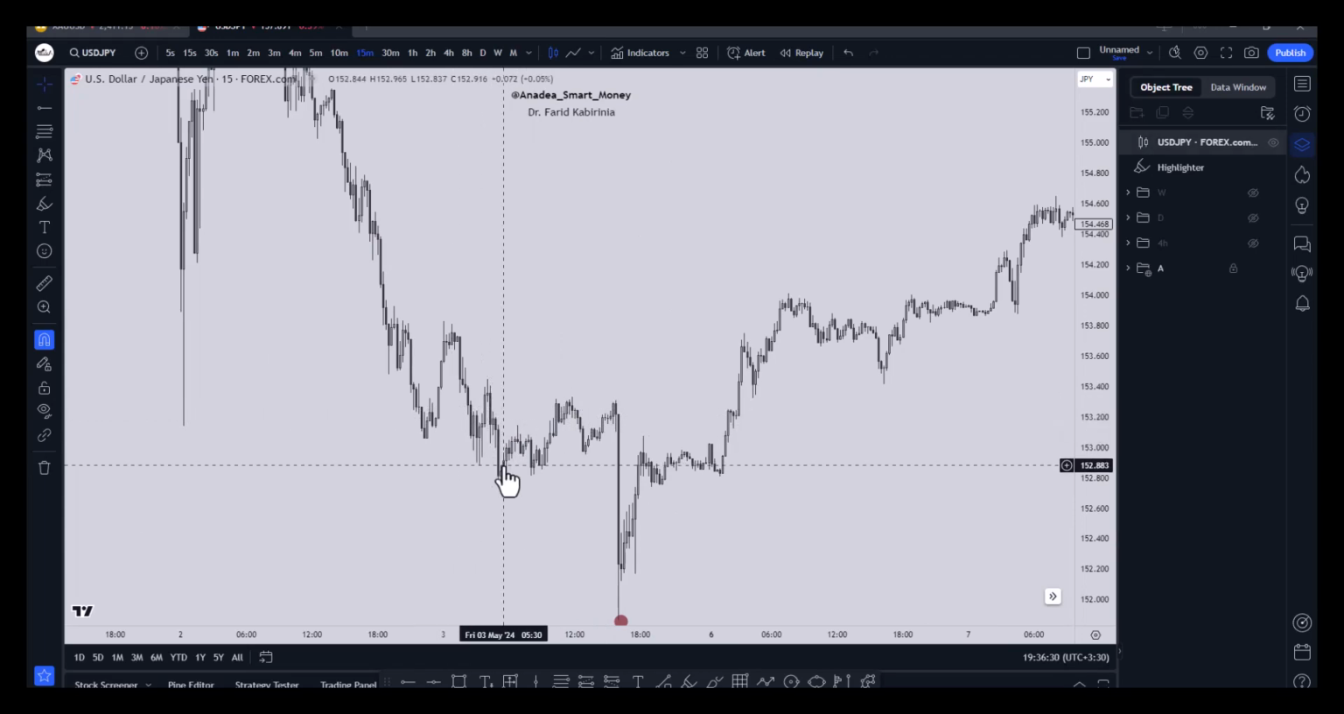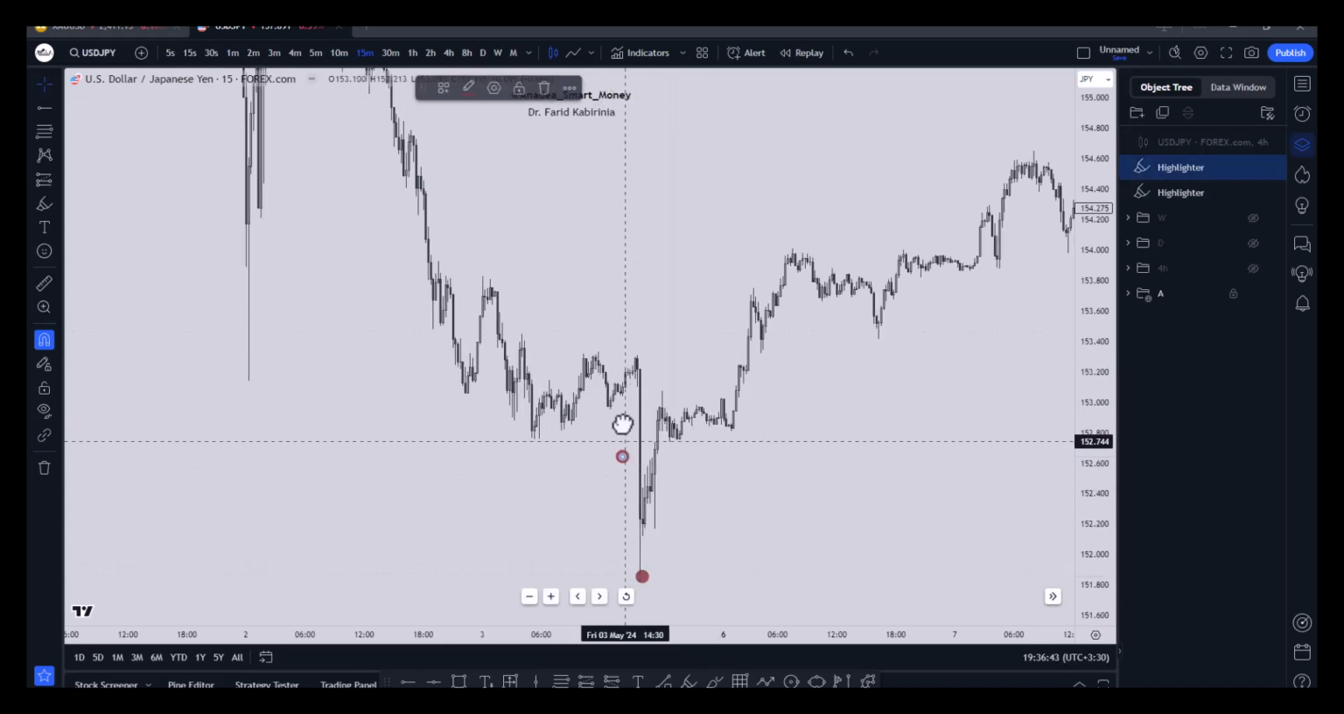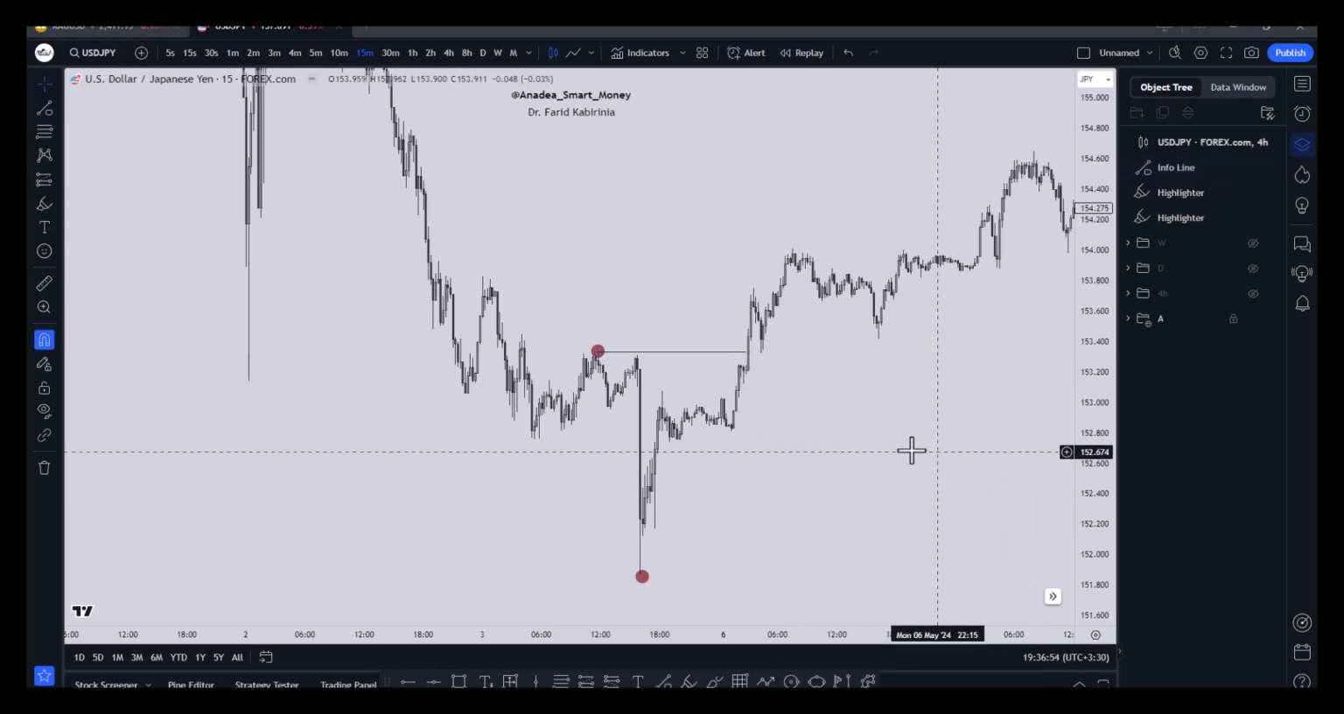This supply has printed a candle below the previous low and price has closed above this supply. So this is the last supply which has been created and no supply has been taken out since. So this is our swing high here. Let's go faster. I'll explain where necessary.